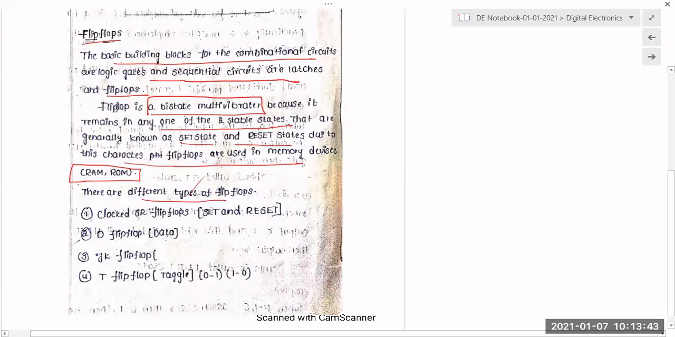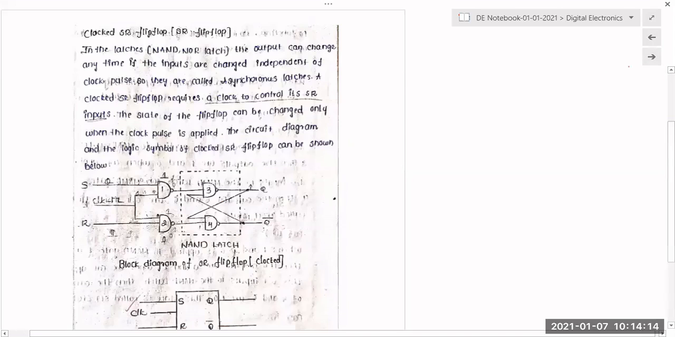There are different types of flip flops. One is the clocked SR flip flop, that is set and reset, and the clocked D flip flop, also called the data flip flop, and the clocked JK flip flop, and the next one is the clocked T flip flop, also called the toggle flip flop. Toggle means changing from 0 to 1, like negation: if it is 0 it becomes 1, and from 1 to 0. That is called the toggle flip flop. So there are 4 types of flip flops: clocked SR, clocked JK, clocked D, and clocked T flip flop.